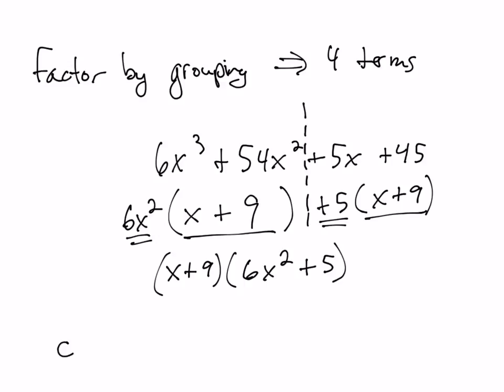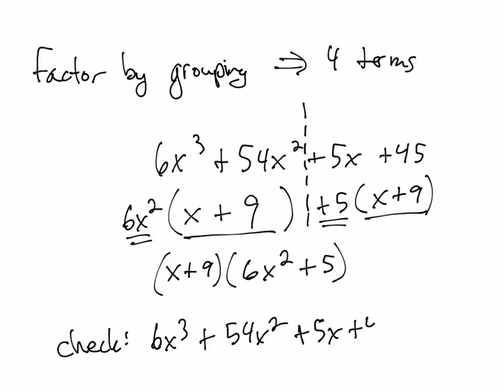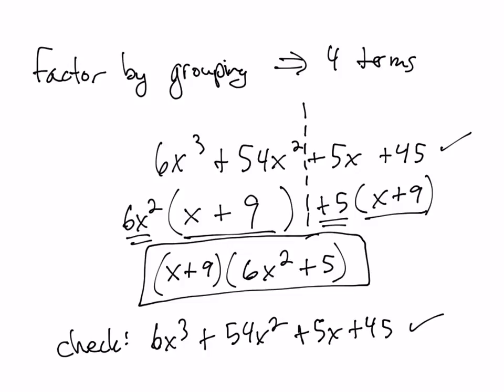We can check this just by multiplying out. And so by multiplying, we get 6x squared times x is 6x cubed. 6x squared times 9 is 54x squared. 5 times x is 5x, and 9 times 5 is 45. So it checks. We have what we started with, so that tells us that this is indeed the factored form.